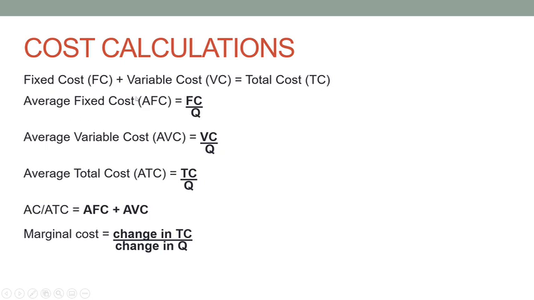Your average fixed costs. So you want to find out what is the average. So you take your total fixed costs divided by the quantity, meaning the number of units that were produced.